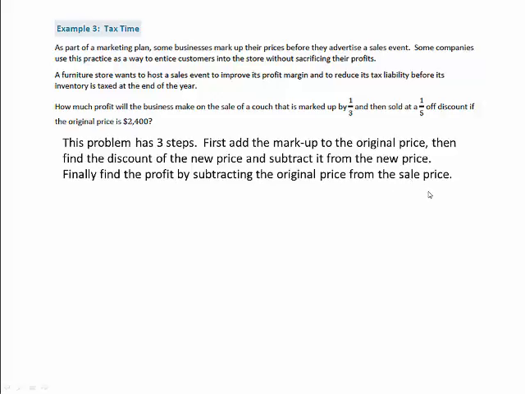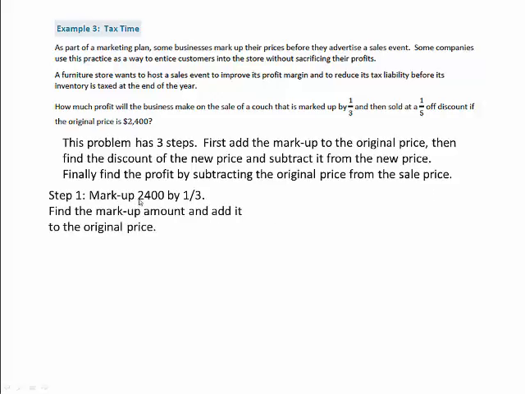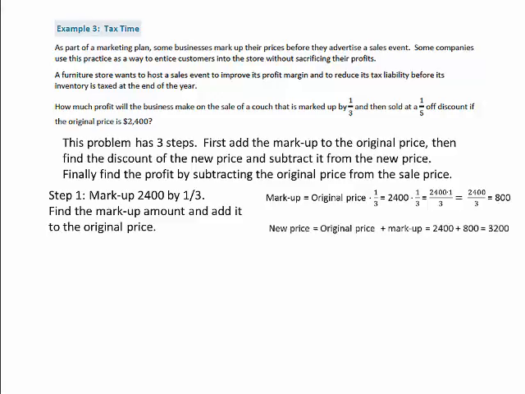Here's how the steps work. We're going to mark up $2,400 by 1/3. We're going to find the markup amount and add it to the original price. So the original price times 1/3 is $800. We're going to add that to $2,400 to get $3,200. This is the new price of the couch after it's been marked up 1/3.